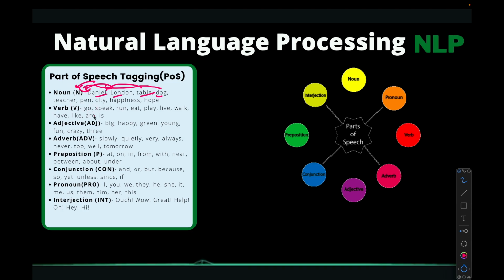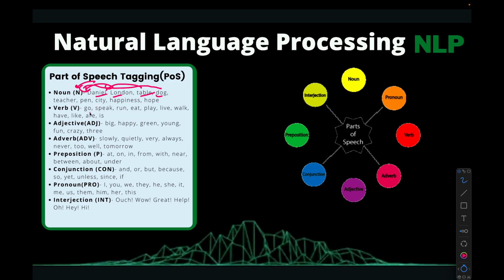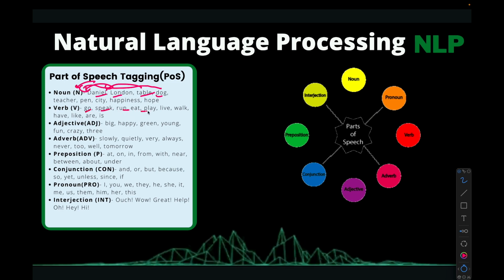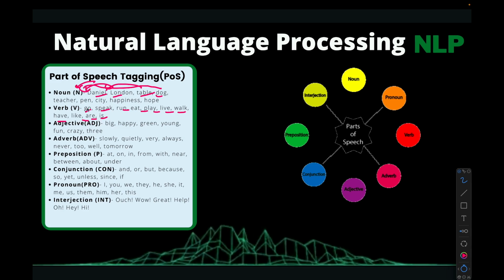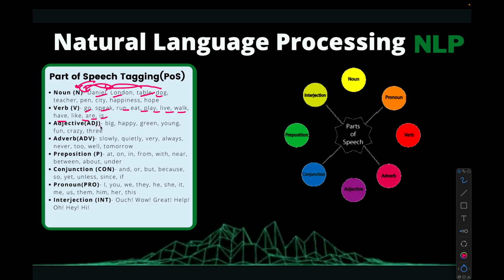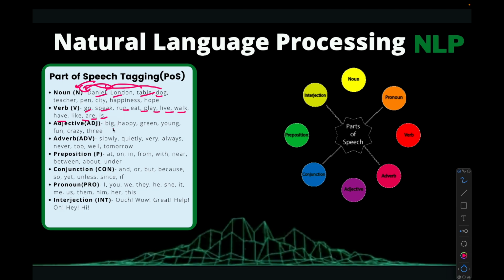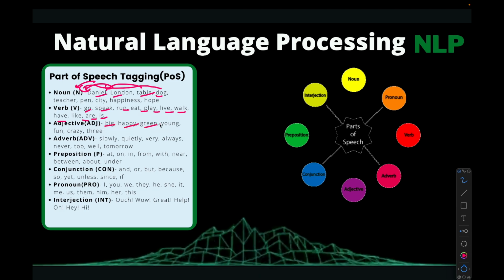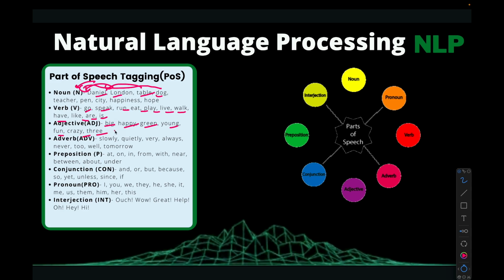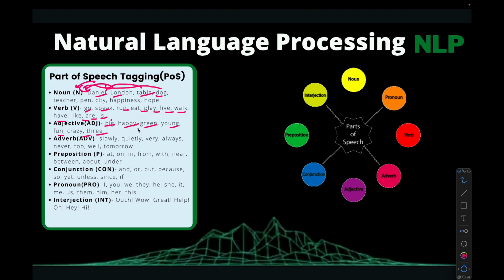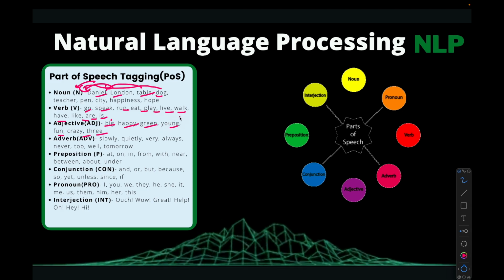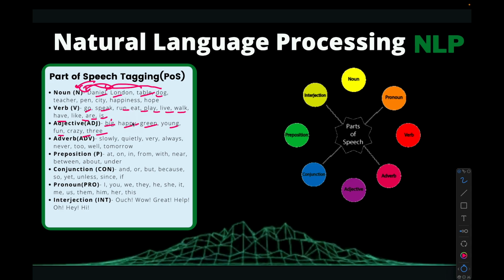When we're talking about verbs, we are talking about actions, words that exhibit action, like go, speak, run, eat, play, live, walk, have, like, is, and so on and so forth. These are verbs, they exhibit action. Then we have adjectives. Adjectives are words that qualify nouns or pronouns, such as big, happy, green, young, fun, crazy. So we can have big elephant, happy boy or happy girl, green leaf, young politician, young lawyer, young data scientist.